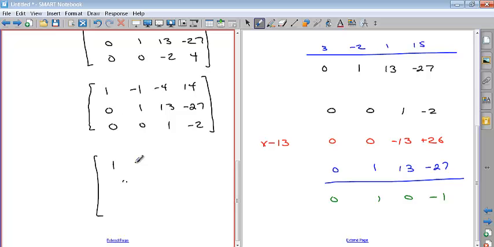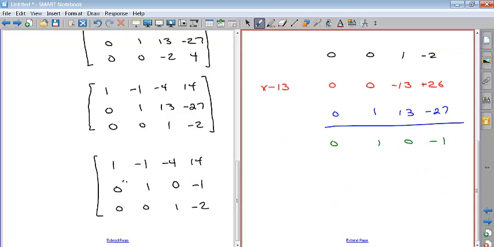So let's do that. So this becomes 0, 1, 0, negative 1. The last row remains the same. So now I know y is equal to negative 1.